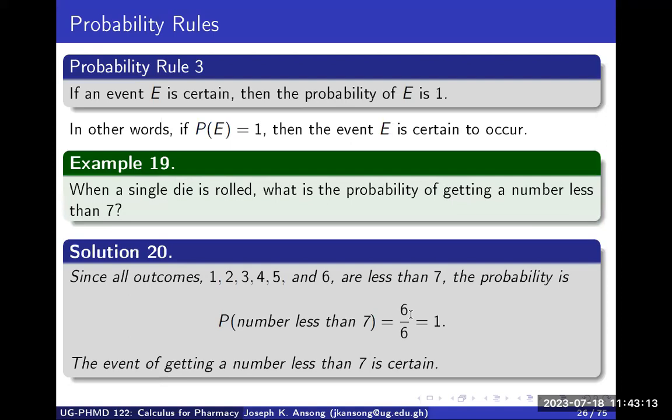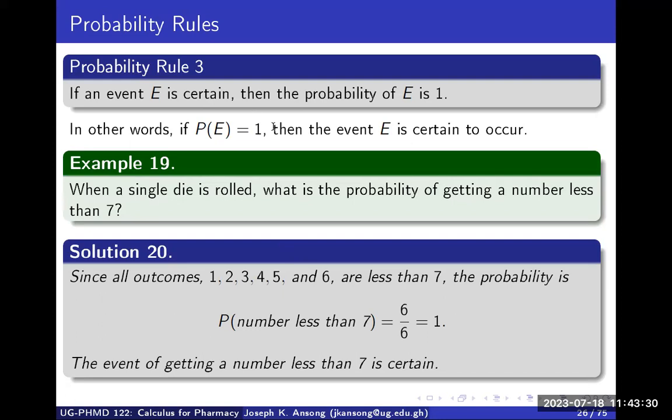Probability rule number three: if an event is certain, if we know for certain that it will occur, then that probability is one. So for an event that is certain, the probability of that event is always one.